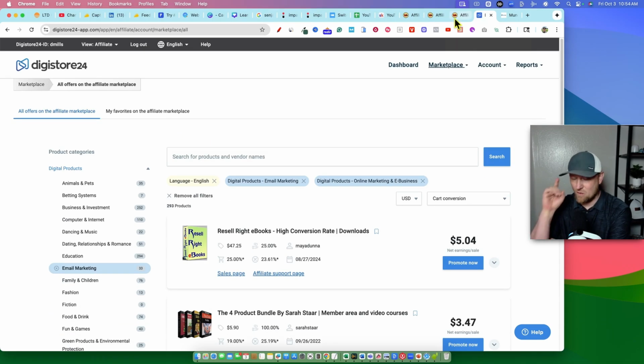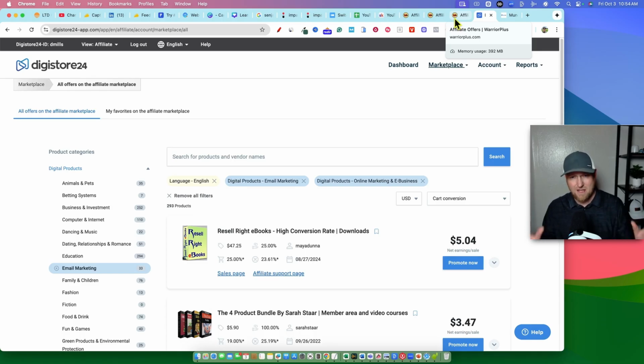Warrior Plus is definitely the one I would actually look at, especially if you're in the make money online space, affiliate marketing, anything like that. It tells you the numbers that you're looking for, what is actually converting, the refunds rate, all the information you would need to know as a smart affiliate to be able to go out there and actually spend your time putting together an email sequence and a bonus for the product you're promoting.